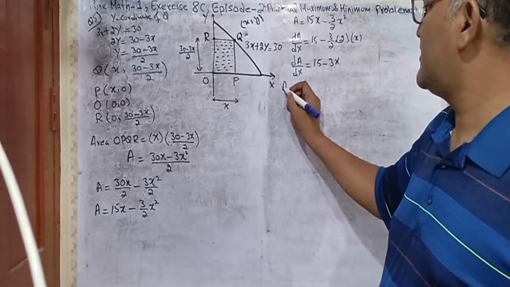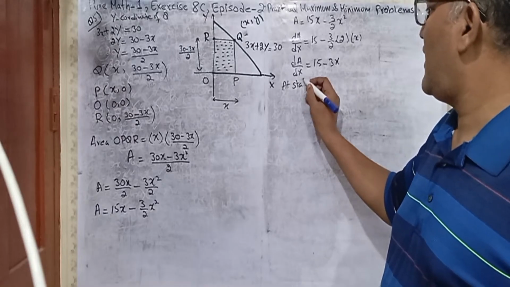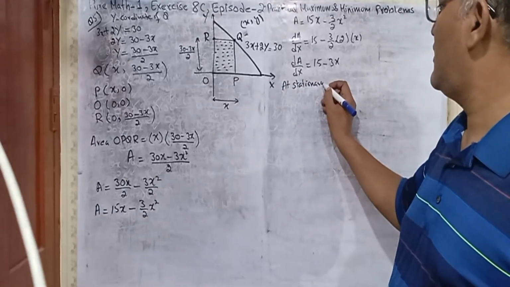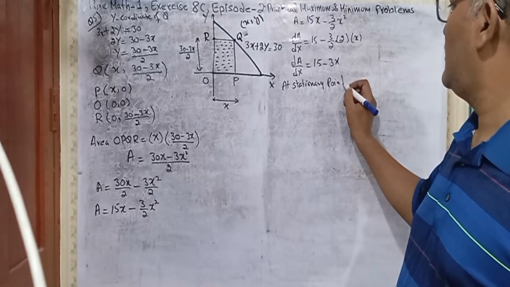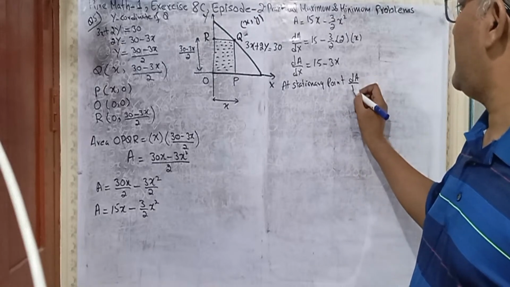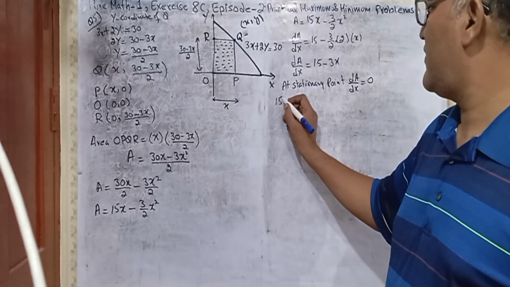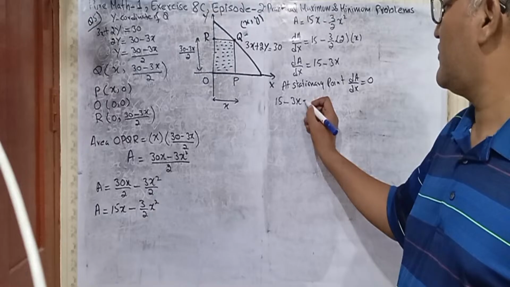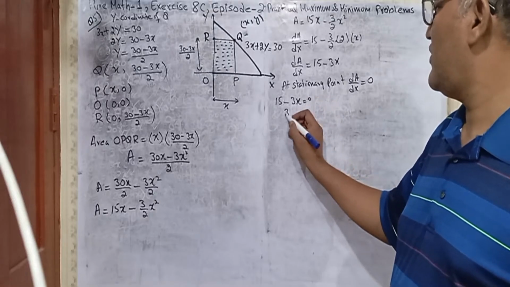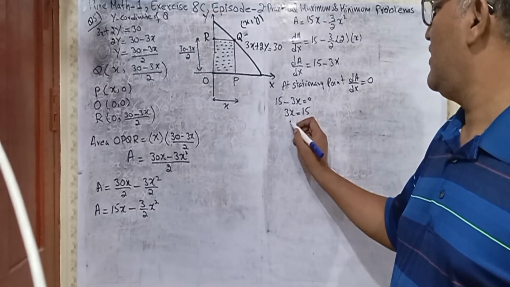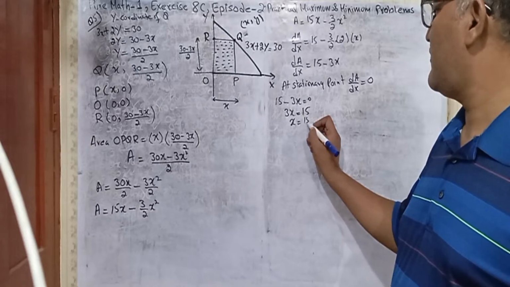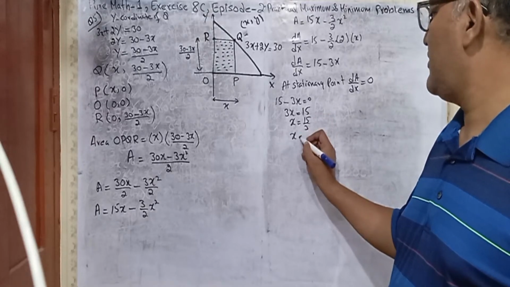So at the stationary point, dA by dx will be equal to 0. So I will make 15 minus 3x equal to 0. So 3x will be equal to 15. So x will be equal to 15 by 3. So x will be equal to 5.